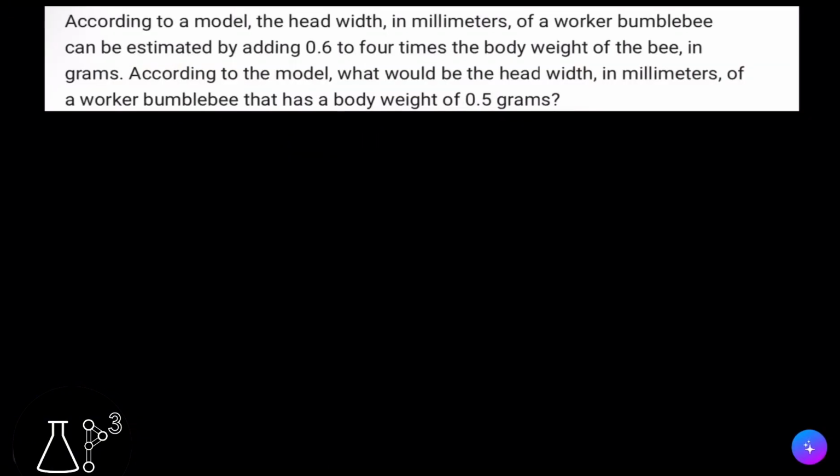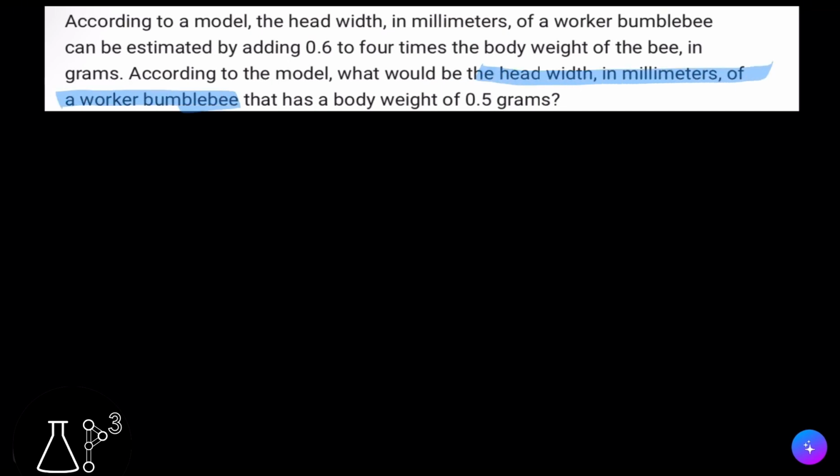Okay, let's do another question. According to the model, the head width in millimeters of a working bumblebee can be estimated by adding 0.6 to 4 times the body weight of the bee in grams. According to the model, what would be the head width in millimeters of a working bee that has a body weight of 0.5 grams? So what are we looking for? We are looking for the head width of a working bumblebee.